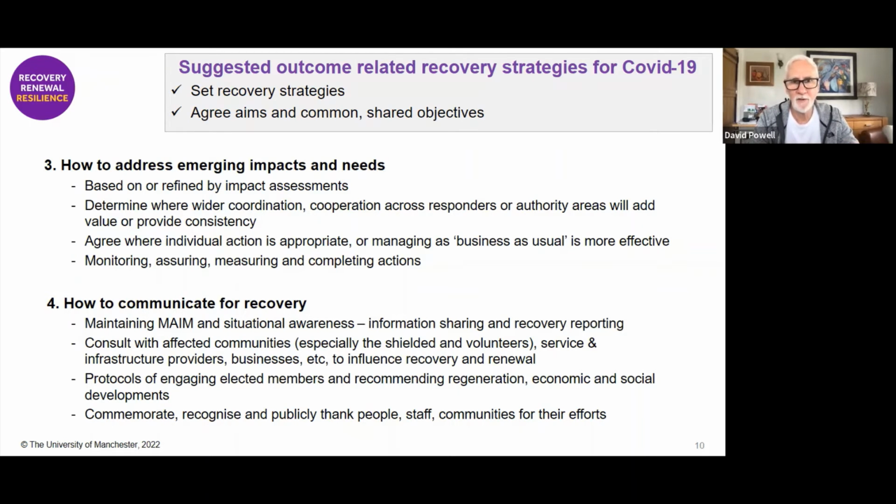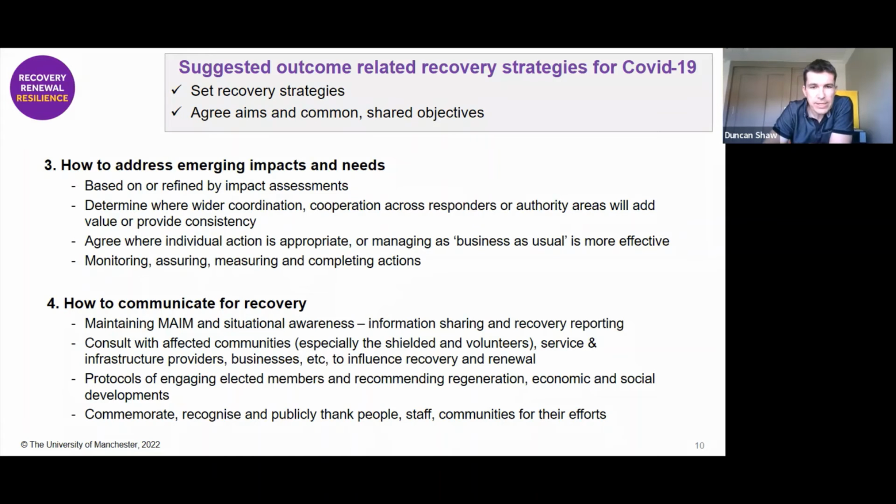And then where individual action is appropriate in each individual organisation, maybe managing that through business as usual methodology is slightly more effective. But constantly monitoring, assuring, measuring and completing, you need to understand what success will look like if you address these impacts and needs, and indeed being able to understand how you will know that success has been achieved. And then communicating, Duncan.